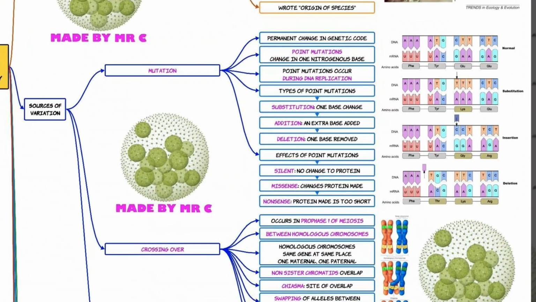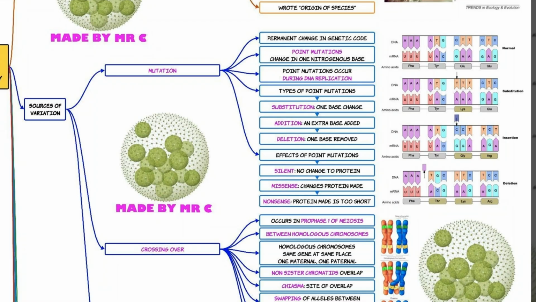Important in your course is the sources of variation. A mutation is a permanent change in the genetic code, which is the sequence of nitrogenous bases on the template strand. A point mutation is a change in one nitrogenous base. Point mutations occur during DNA replication because the DNA polymerase makes errors and they aren't fixed.